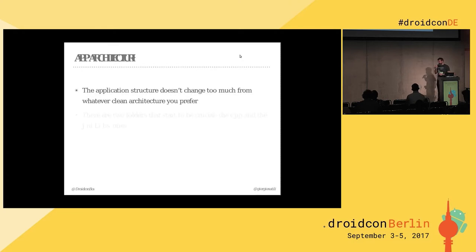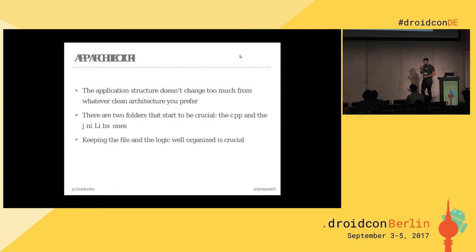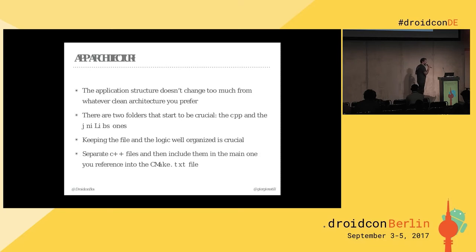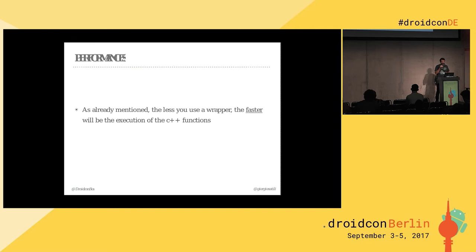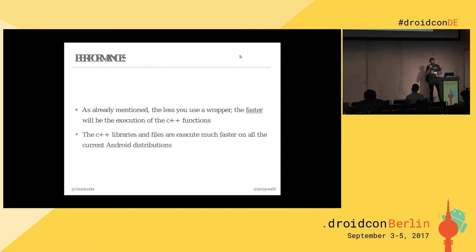The architecture of an Android app that wants to use OpenCV stays almost the same. The only thing that you have to be careful about is the JNI libs and the JNI folder. These have to be very well organized, because C++ is not like Java and neither like Kotlin. So you will get immediately a mess in your namespace. Executing C++ directly is much, much faster.